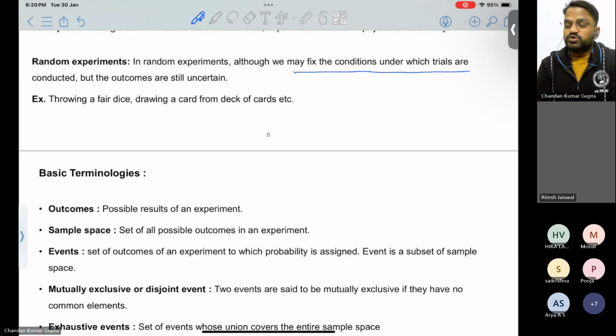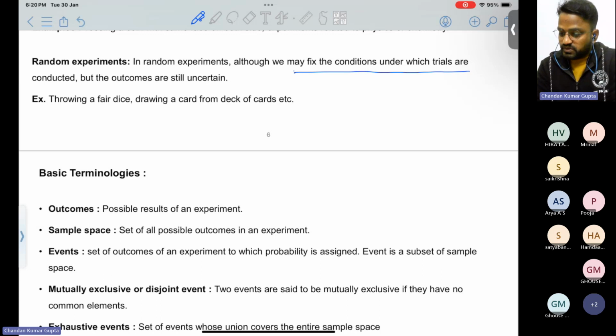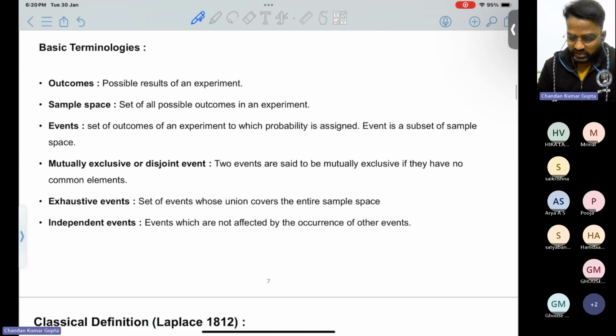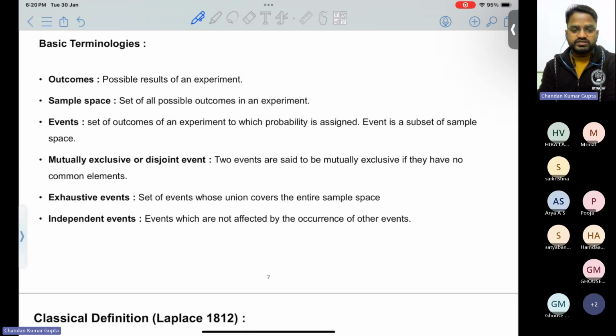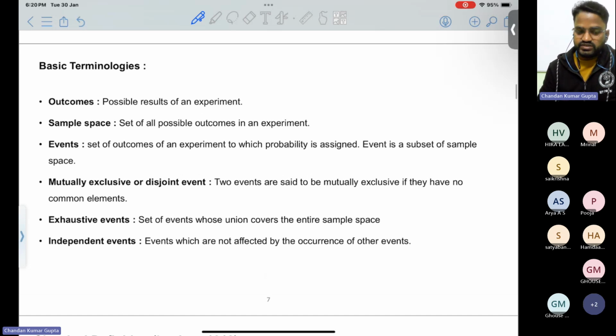We always use tossing a coin as an example. We know that either head comes or tail comes, but we are not sure whether in a particular trial it comes head or tail. It is not 100% sure that head always comes, or that after head a tail comes. Then this is a random experiment. Also, the terminologies that we will discuss are outcomes, sample space, events, mutually exclusive and disjoint events, exhaustive events, and independent events. These are terms we often use.